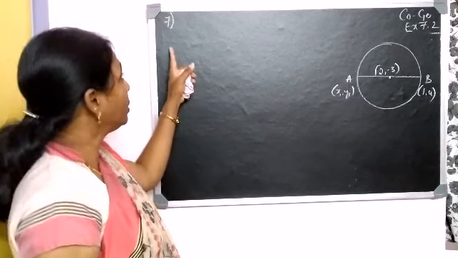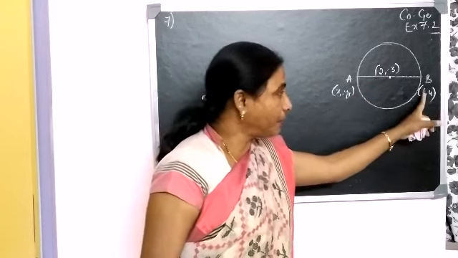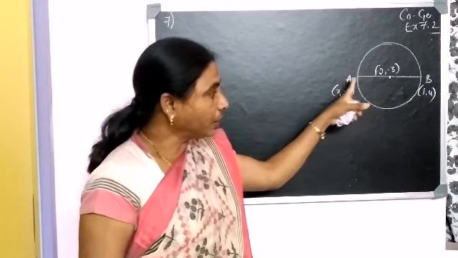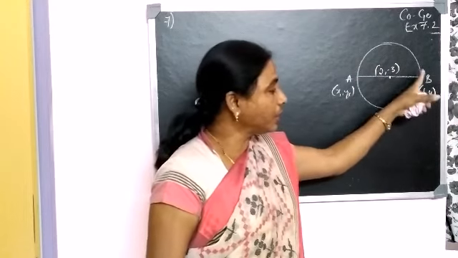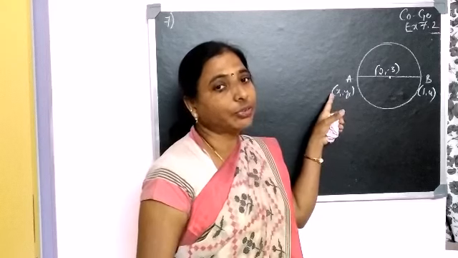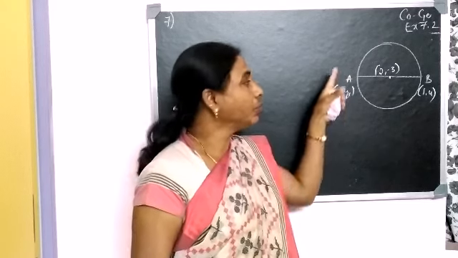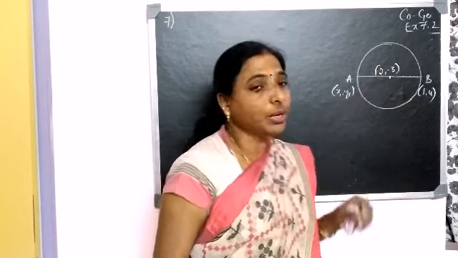Children, in the 7th problem, it is given that it is a circle and there is a diameter. They are telling you that there are 2 points A and B. AB is the diameter, and the coordinates of B are given, whereas for A we have to find them out. The midpoint is given as 2, minus 3.